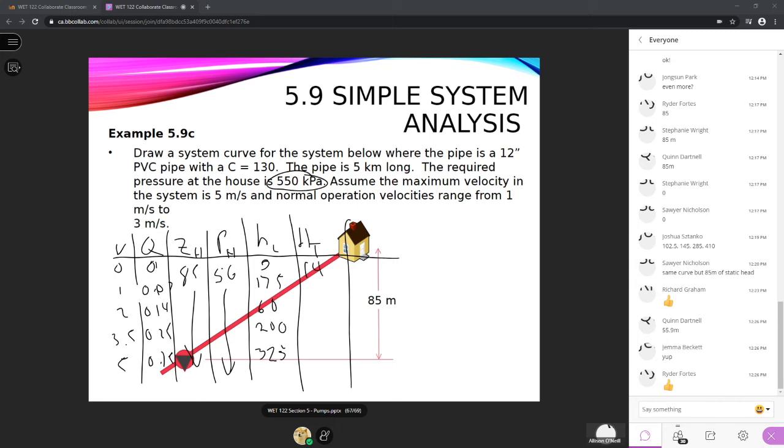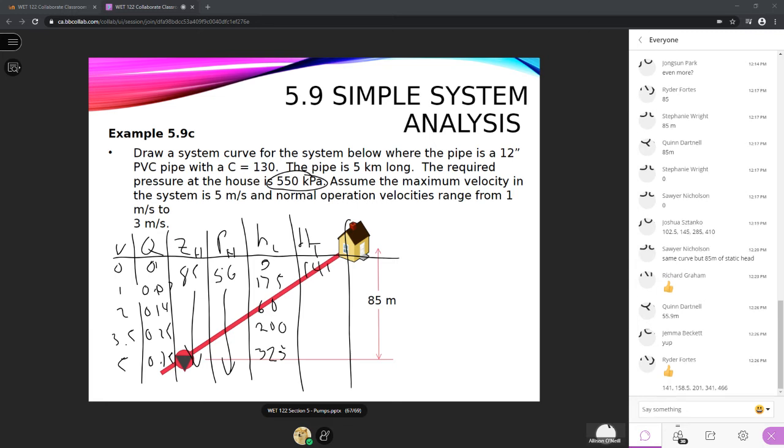So 141 for the first one, and so on. When you guys are ready, 141, 159, 201, 341, and 466.